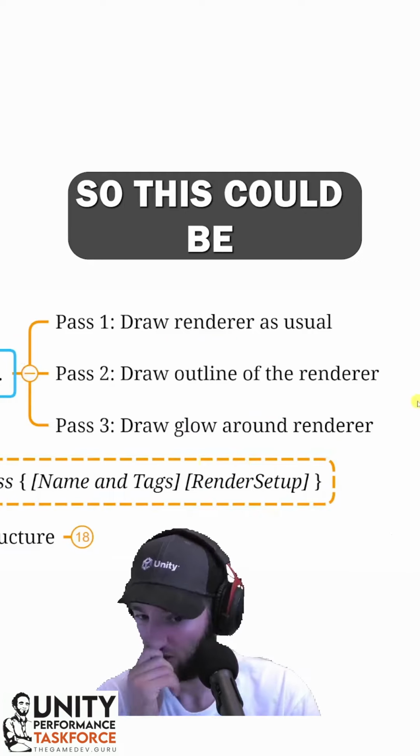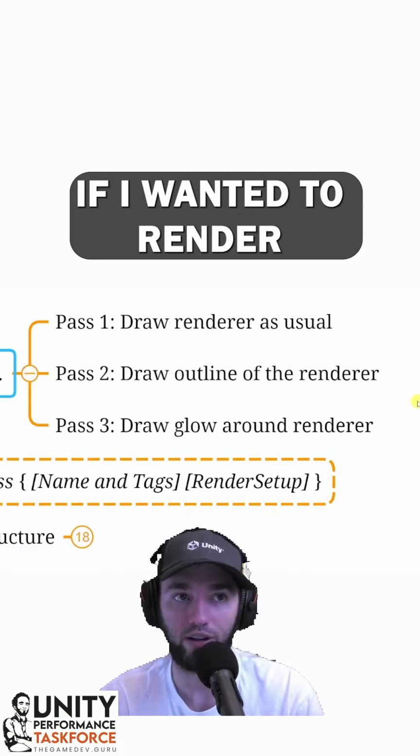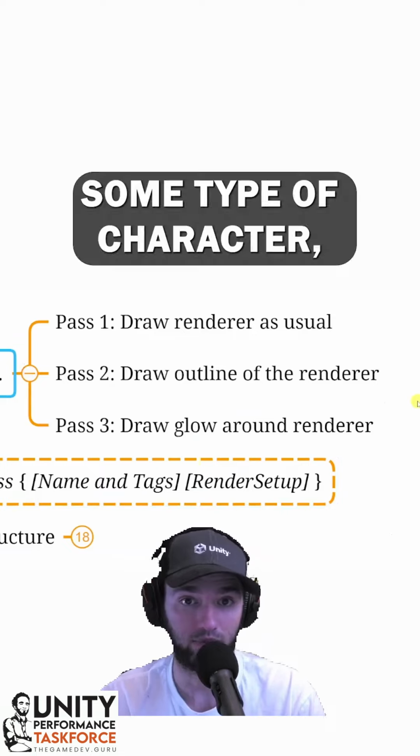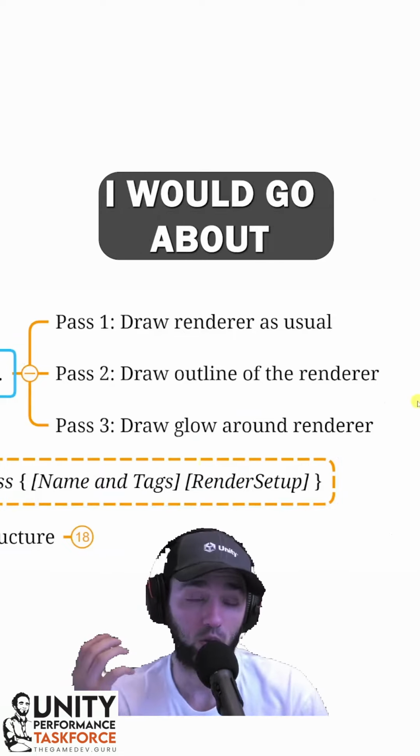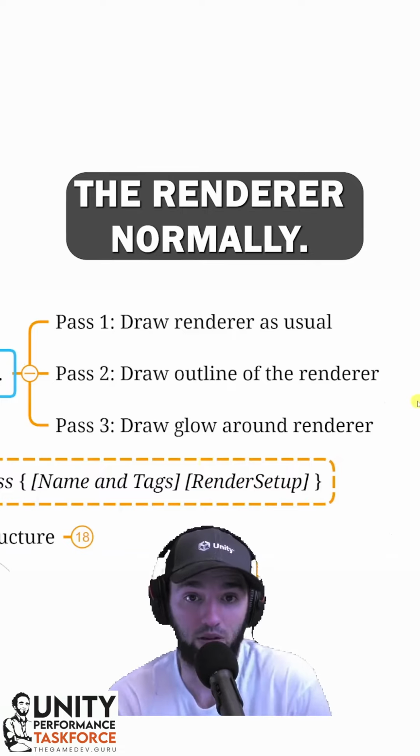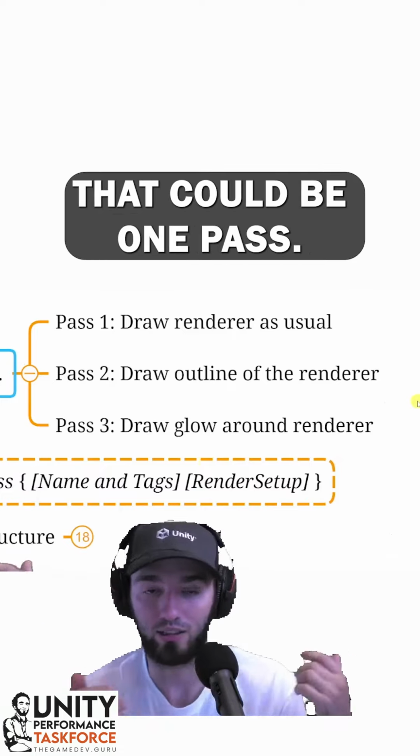Let's see some examples. So this could be, for example, useful if I wanted to render some type of character. So I could have a renderer. So the normal way I would go about it is first to render the renderer normally, right? Just the opaque field, the character. That could be one pass.